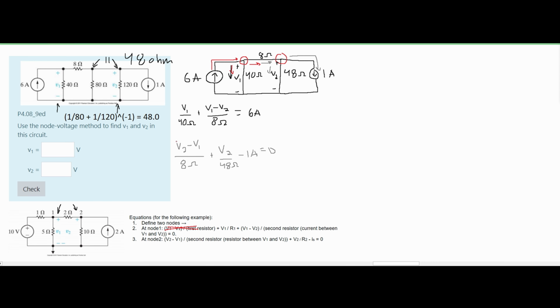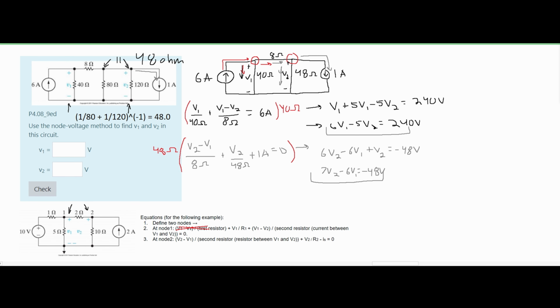Now we can start simplifying some things. So what I'm going to do in here is multiply everything by 48 ohms to get rid of the denominator. And over here, I'm going to multiply everything by 40 ohms to get rid of the denominator. And then I'm just going to combine like terms. After we do that, we're going to get these two equations.